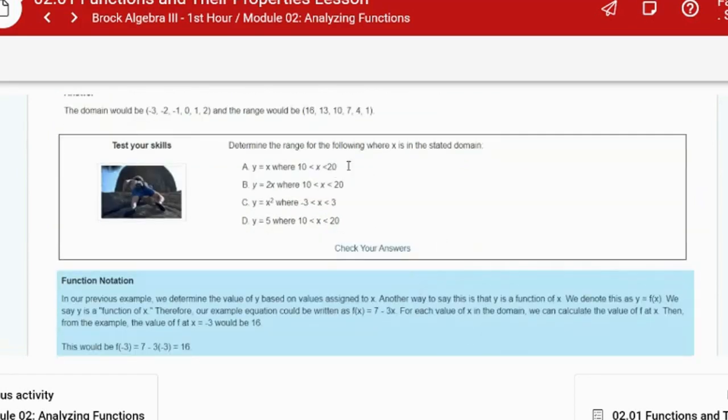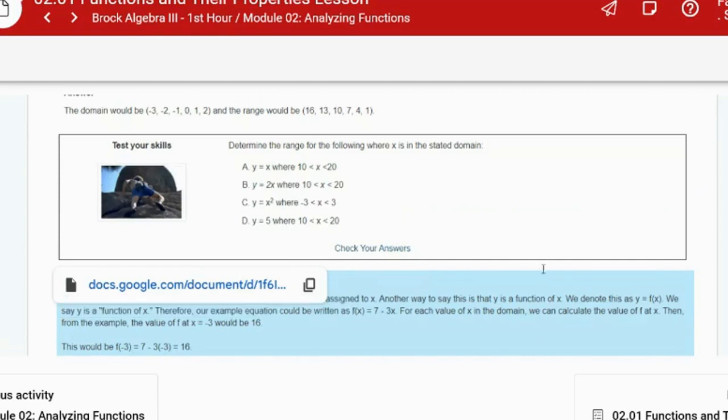Determine the range for the following. Here's another test your skills. Y equals x, where x is between 10 and 20. Well, if the y equals the x, then the domain and range are going to be the same. Right? The range has to be 10 is less than y and less than 20 because it's going to equal whatever the x is. This is going to be twice what the x is. So that's going to be 20 is less than y is less than 40. And again, you can check your answers right there.